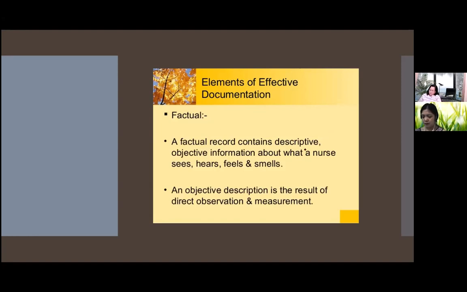Then factual, yung makatotohanan lang. So a factual record contains descriptive objective information about what a nurse sees, hears, feels, and smells. Anong naramdaman, anong nakita, anong naamoy sa pasyente. Then objective description is the result of the direct observation and measurement. So bawal yung sinabi lang. Okay? So you need to confirm. Let's say for example, sinabi ng pasyente na, nurse, ang baho ng dumi ko. Ayan. So bawal yun. Pwede mong ilagay yun sa subjective, pero you need to validate that one. Okay? Or nahirapan ako huminga, pero di naman pala siya nahirapan huminga.